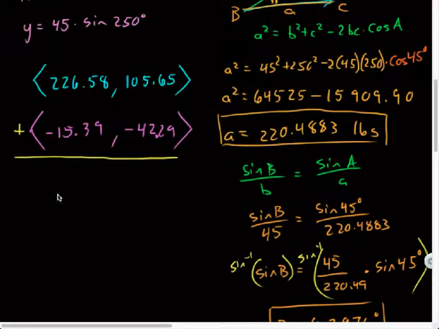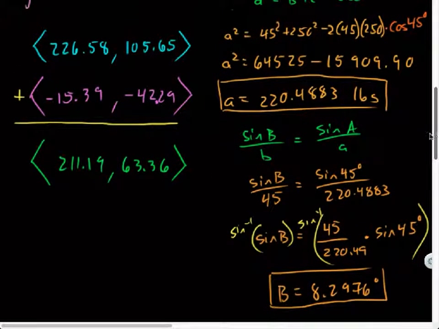All right, and my resultant vector, let's see, 226.58 plus or minus 15.39 is 211.19, and 105.65 minus 42.29 is 63.36. Now, how does that help us? That is neither of the answers that I have.